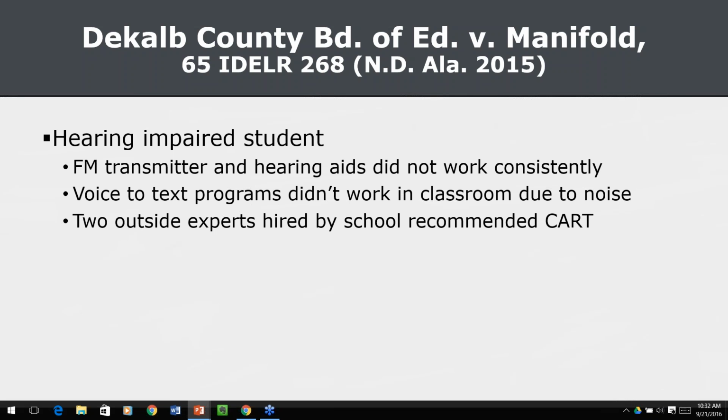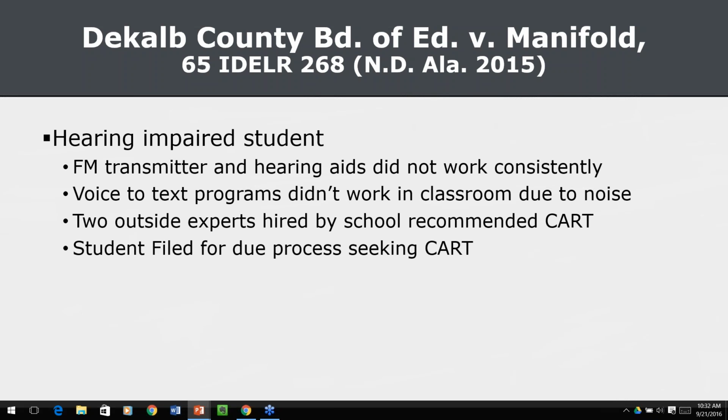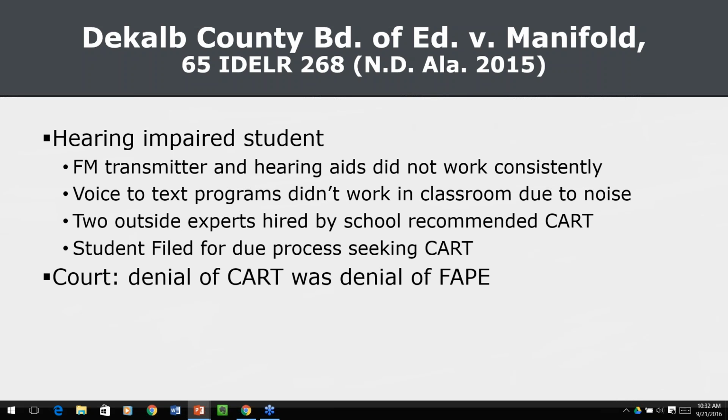Two outside experts hired by the school said, really, your best option here is CART services, and the school said, oh my God, no, CART's way too expensive. So the student filed for due process seeking CART services. Now, look at this one. The court said here that denial of CART services wasn't just the denial of the effective communication component of the Americans with Disabilities Act. Here it was actually a denial of FAPE.